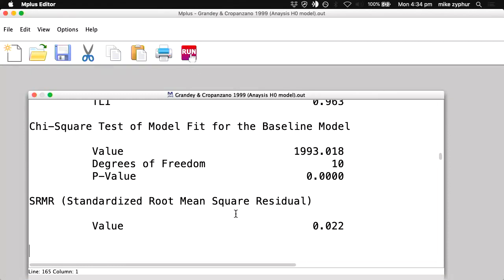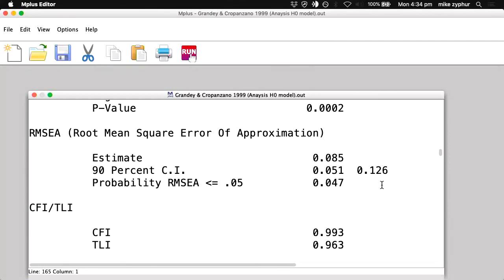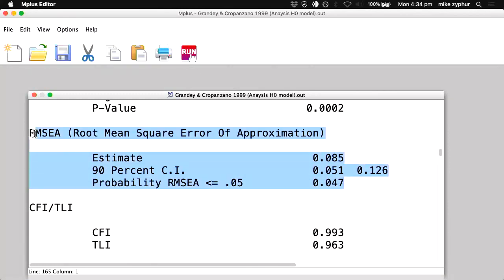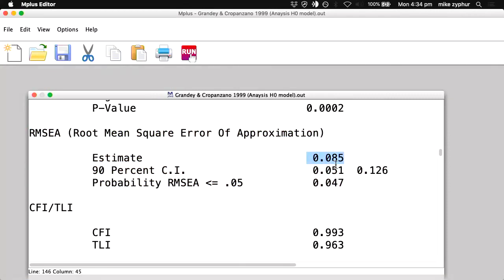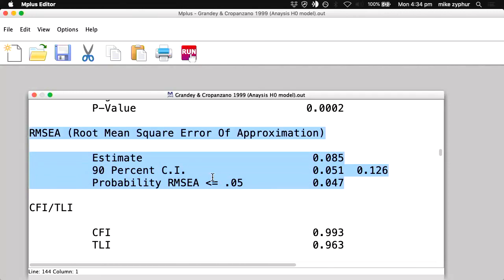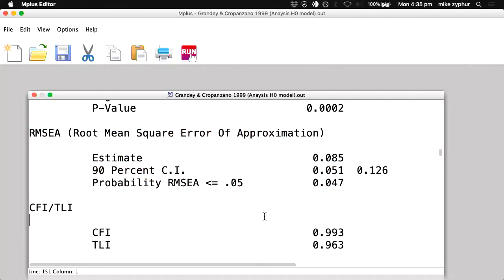So if we scroll up, we find the RMSEA, which is 0.085, and the 90% confidence interval is that, and then they give you a probability value. You can report all of this. So what's the probability that the RMSEA is less than 0.05? Not very high. That doesn't make our model look as good as the SRMR.